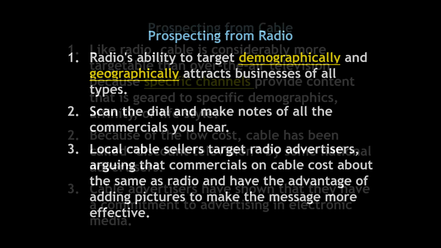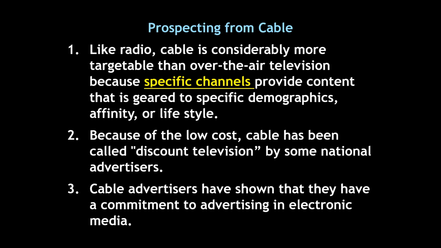Speaking of cable, like radio, cable is considerably more targetable than over-the-air television because specific channels provide content that is geared to specific demographics, to different affinities, to different lifestyles. So you're going to find different audiences that are advertising on a comedy channel as opposed to a documentary channel, as opposed to a sports channel, as opposed to a movie channel. Because of the low cost, cable has been called discount television by some national advertisers.